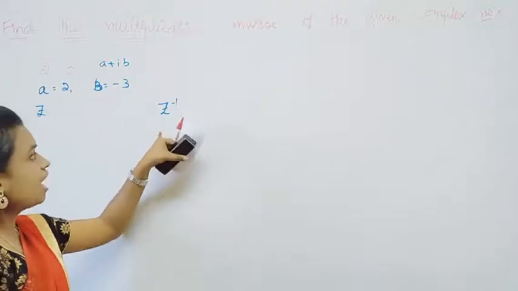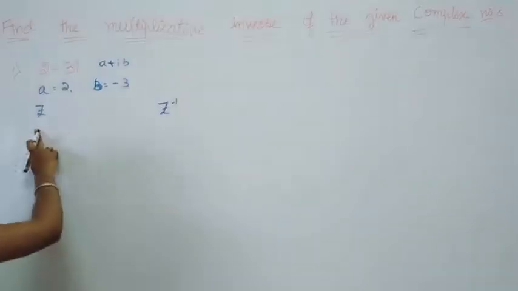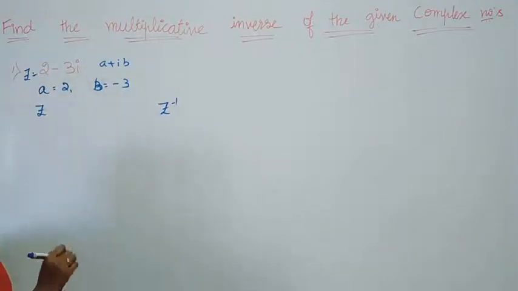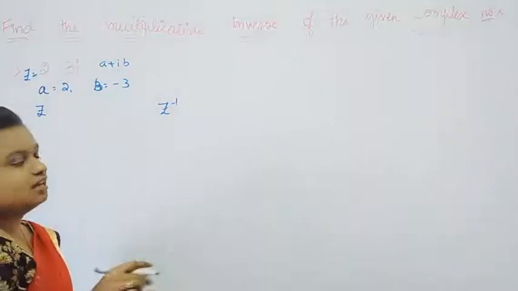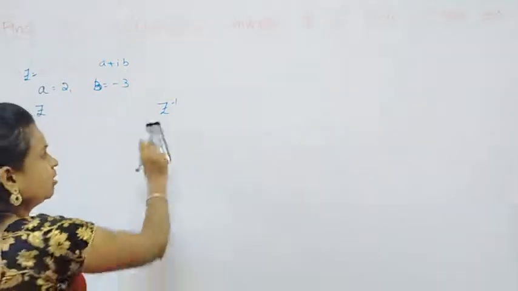Inverse. So we have to find the multiplicative inverse for the given complex number. So this is z, the given complex number. z is equal to 2 minus 3i. We have to find z inverse, that is the inverse of the given complex number. So z inverse is equal to, the formula is z bar divided by mod z square.